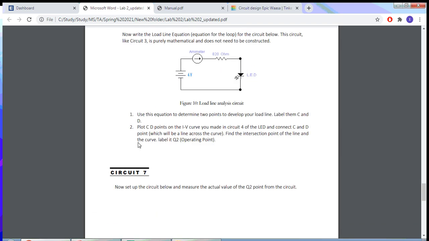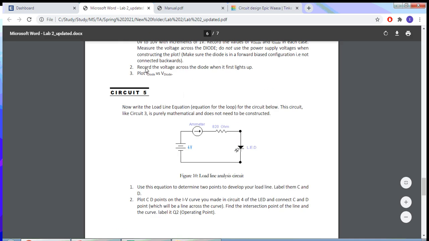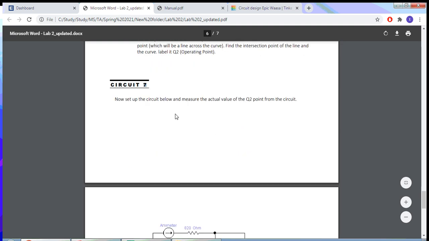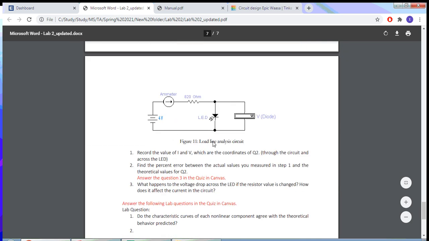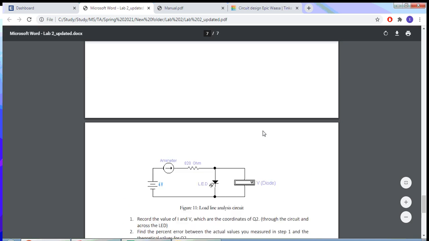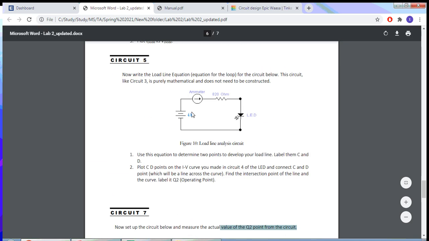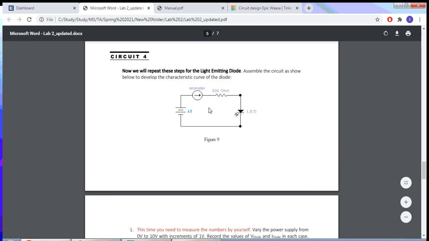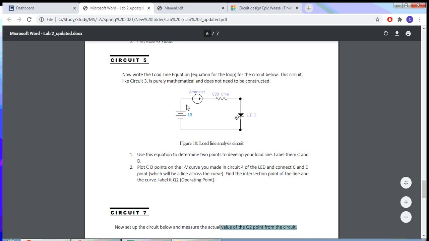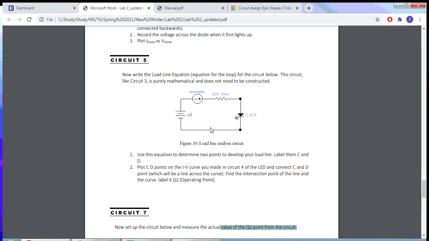And then this here should be circuit 6, so 5 and 6. What you are going to do here is measure the actual value of the Q point from the circuit. So remember what we did. Remember that for this circuit here, all that we did was theoretical. So in circuit 4, we found the IV curve, and then we constructed the load line and analyzed the circuit mathematically using the load line. Now we are going to see, is that analysis valid?